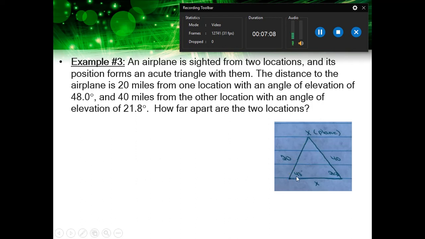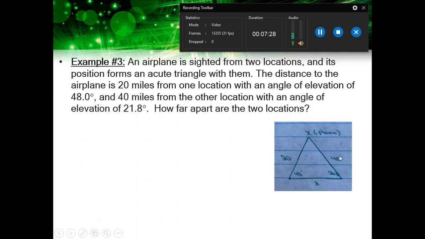Angle of elevation is always on the ground while you look up. And it's 40 miles from the other location. So here's the other location, 40 miles, and the angle of elevation is 21.8. How far apart are the two locations? I have used a lowercase x as it's across from angle x, which is where the plane is located.